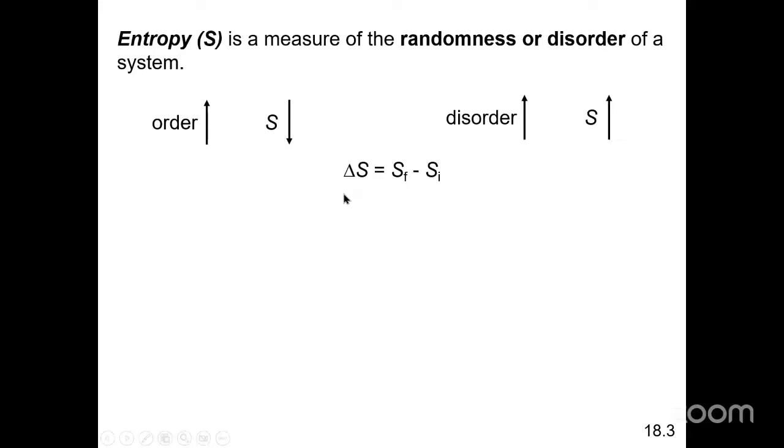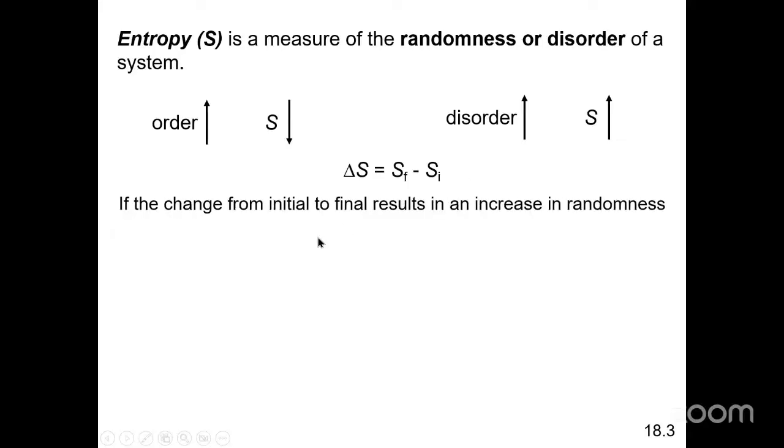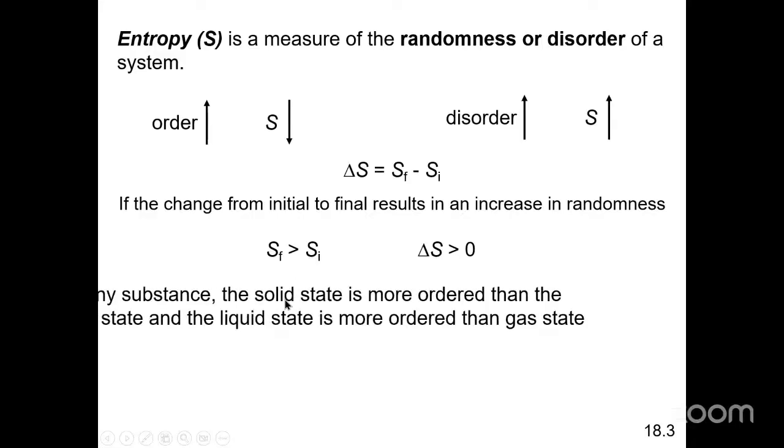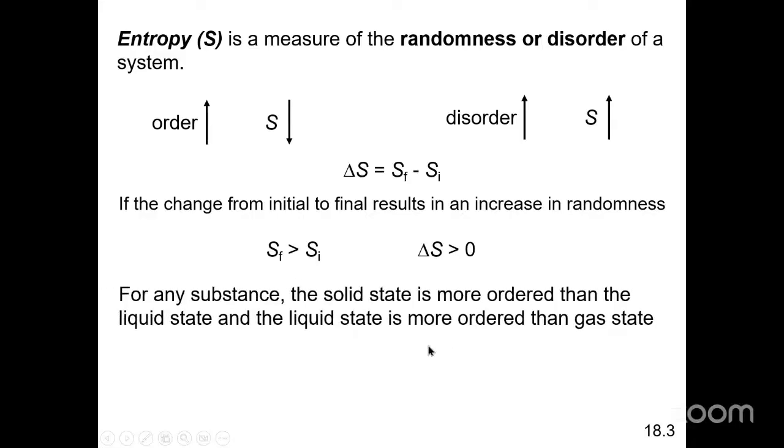And you can have a situation where the change in entropy is positive or negative. So if the final value of entropy is greater than the initial value, then delta S would be positive, which corresponds to an increase in the amount of disorder, or the increase in entropy. All right?